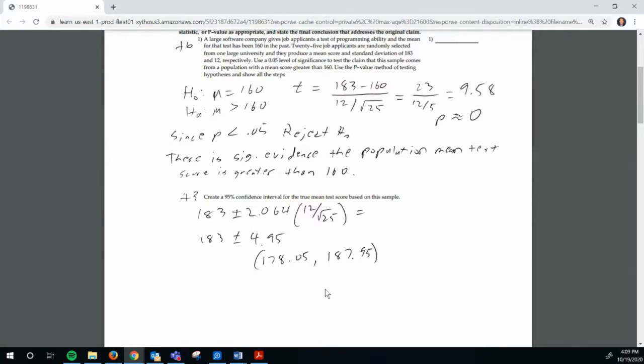Yes, there you go, Alexis. We are 95% confident the mean test score is between 170. Yeah, excellent. That's it. And that kind of backs up what we found here. 160 is not even close to that, is it? So we have some evidence that the actual average is much higher for this group.